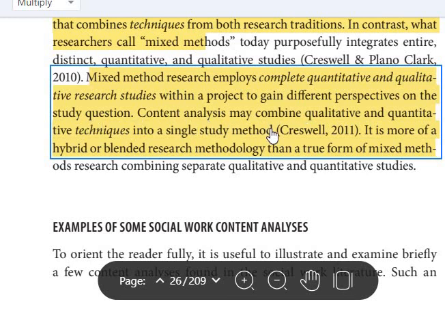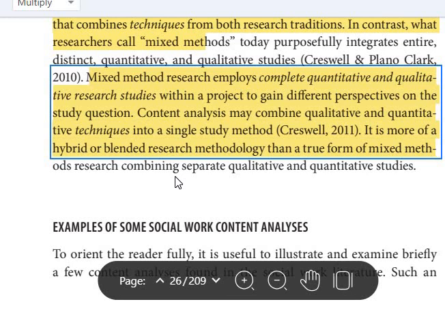Content analysis may combine qualitative and quantitative techniques into a single study method. There's no problem. You should understand that you can have both of them, quantitative and qualitative, at the same time in the same study. Okay? It is more of a hybrid or blended research methodology than a true form of mixed methods research, combining separate qualitative and quantitative studies.